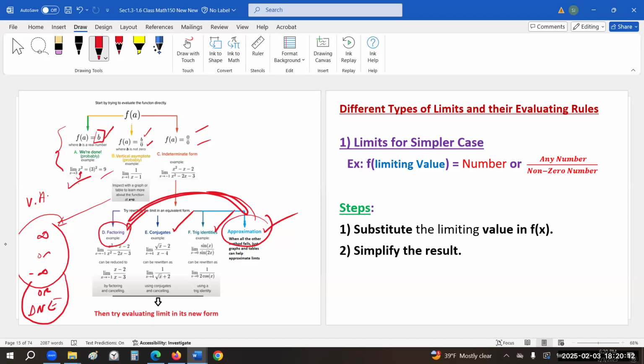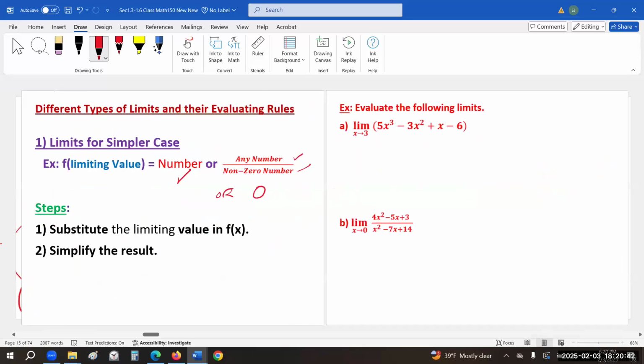So, limit in the simpler case. Simpler case, as it says, it's simple. You substitute, you get a number. That means you get a valid number, so you stop. So what is a valid number? Either it's a real number or it's anything over a non-zero number. It's a fraction, okay? Or it's a 0, okay? So any number including 0 or any fraction, then you stop because it's a real number.